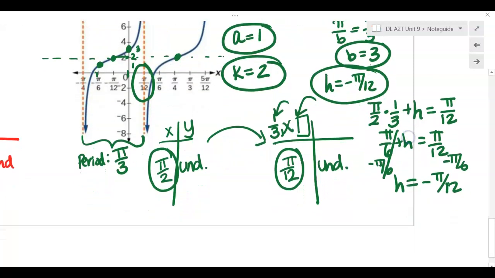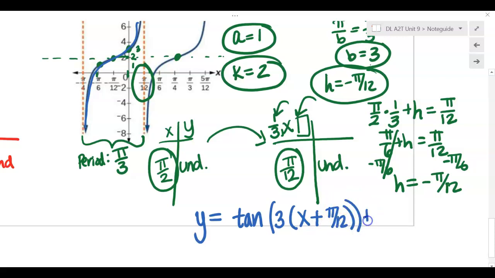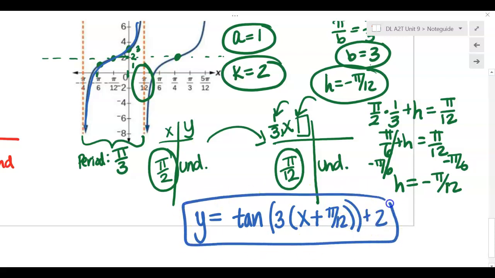All of this information together tells me that if I write a tangent equation, it would say that y equals tan. Also look for your reflections. I'm sorry I didn't mention this before, but this tangent graph goes in the correct direction that we expect tangent graphs to go in, so it doesn't appear to have been reflected vertically or horizontally. So I'd have tangent of 3 times x minus negative pi over 12, plus 2. That would be the equation of my tangent graph.